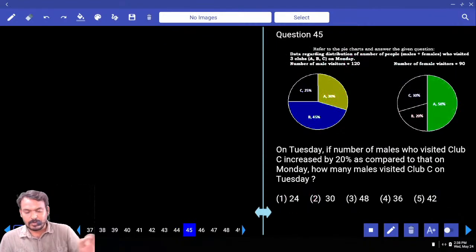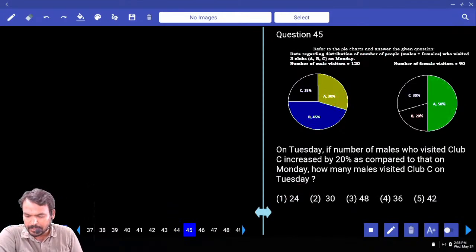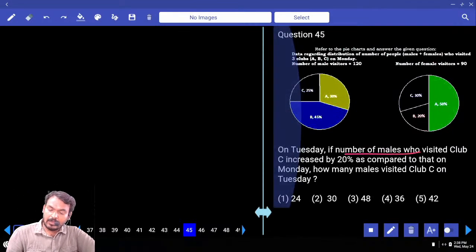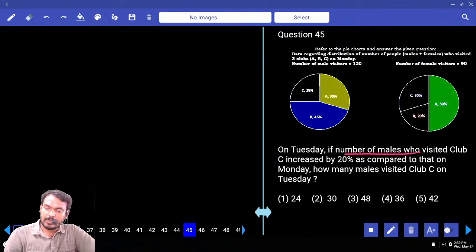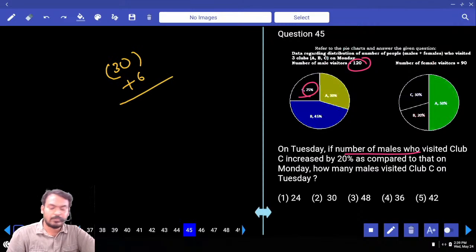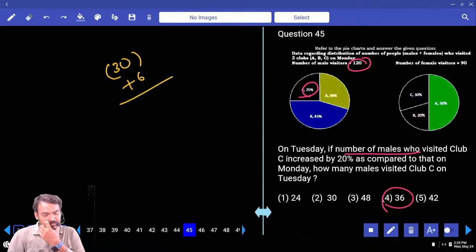Next question number 45. On Tuesday, if the number of males who visited club C is increased by 20% as compared to Monday, club C male value is increased or not? What is the club C male value on Monday? 25% of 120. How much? 30. 20% increase means 6 is added or not? 30 plus 6, 36 or not?